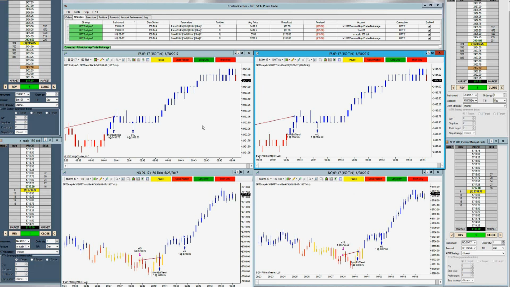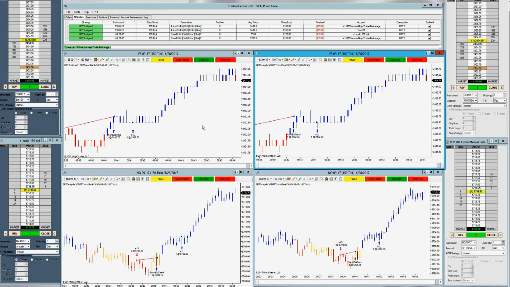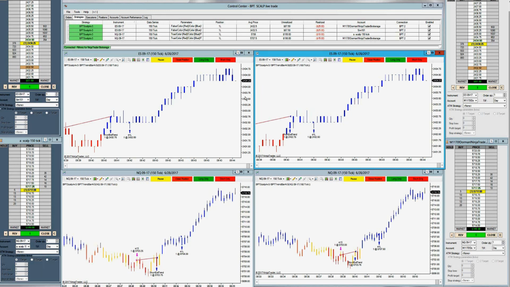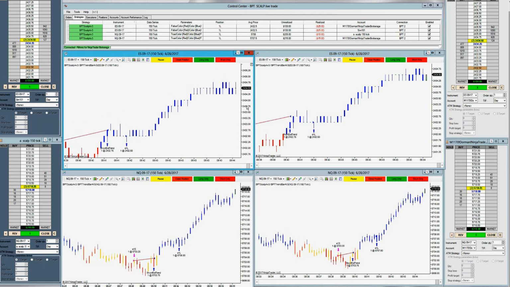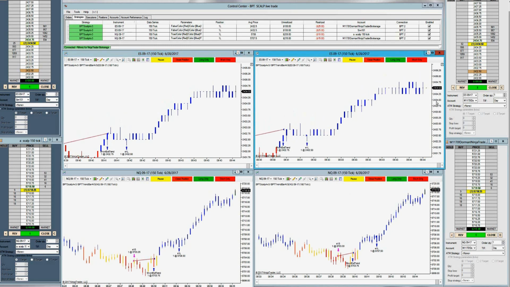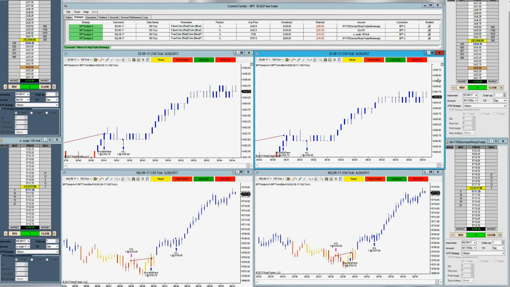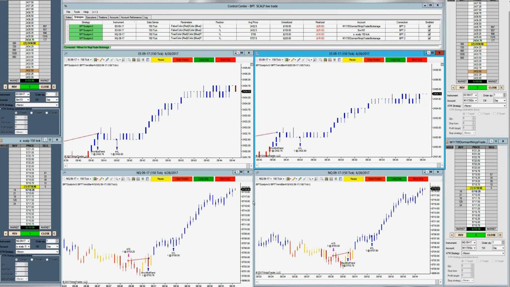And look at this accuracy now. It's trying to pull back on the ES. At the same time, if we are looking at the NASDAQ, this is a very nice trade on the NASDAQ, and we are missing probably around a couple of ticks on the NASDAQ.